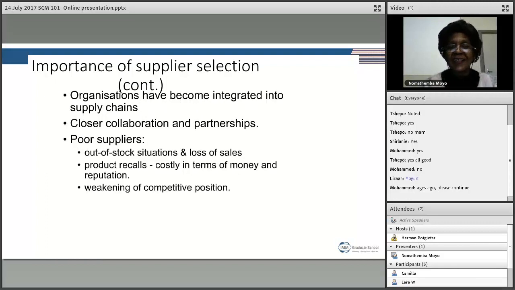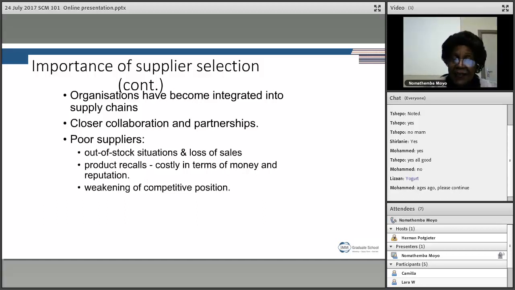Growth of e-commerce and the internet has made it easy, because there's a lot of information. You can get the best suppliers because so much information is there. The other reason is organizations have become integrated into supply chains. Now organizations have partnered with other organizations so that their work is easier and they have longer contracts and they do better. There's closer collaboration and partnerships now between the supply chain partners.